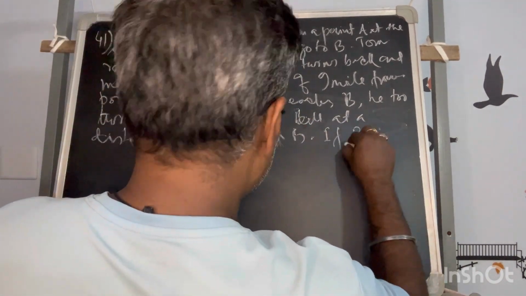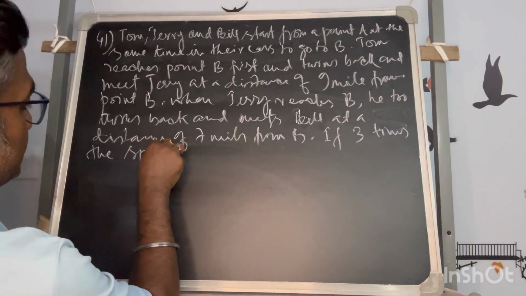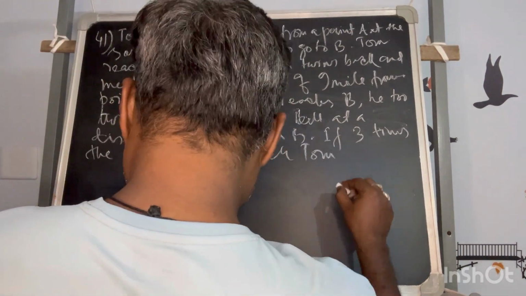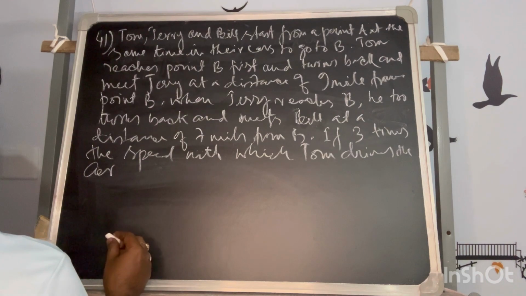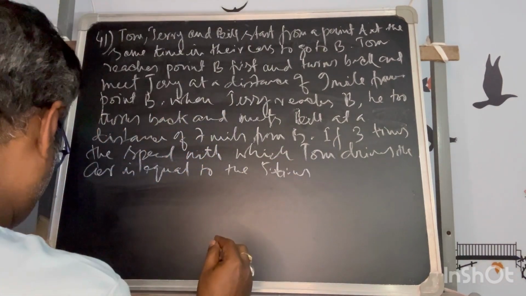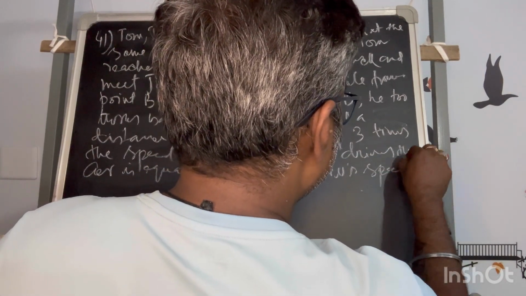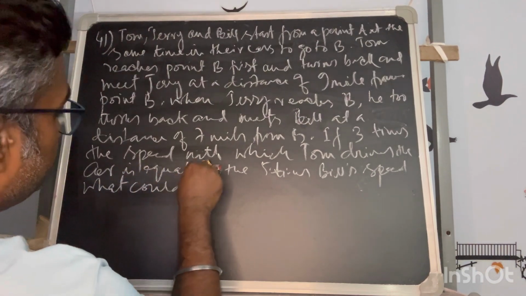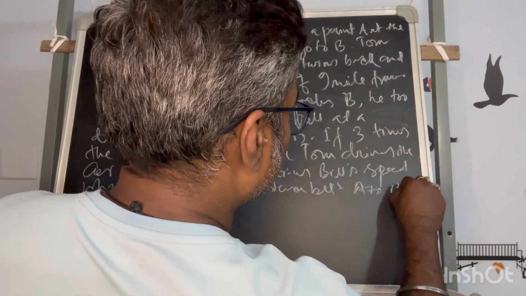If 3 times the speed with which Tom drives the car is equal to 5 times Bill's speed, what would be the distance between A and B?